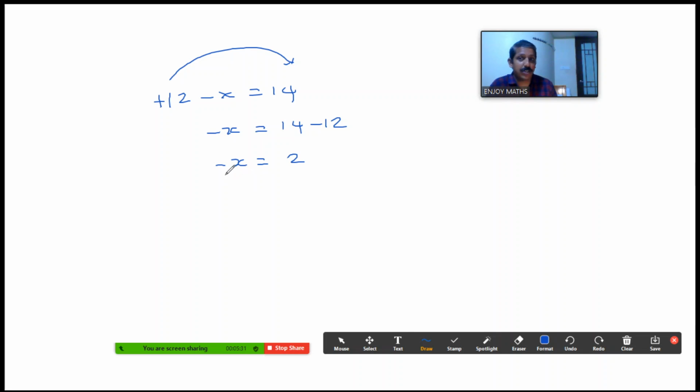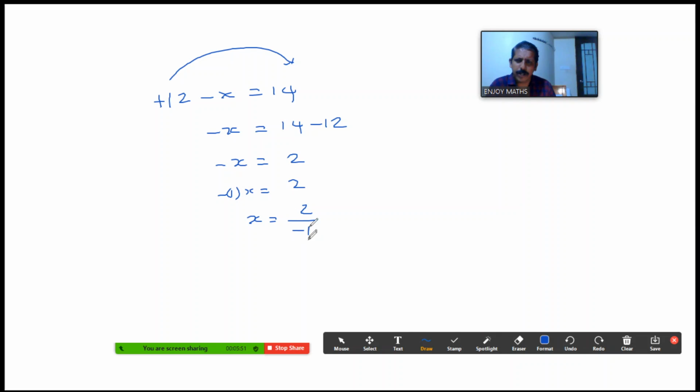Now what do you do now? I want the x, not the minus x. So what should I do? It is always like this: minus into x. Always one is there in between, we don't see that. Now this is multiplication, minus 1. So x is equal to 2.